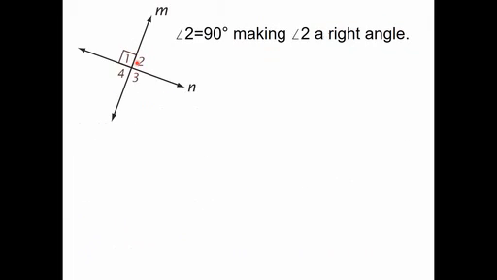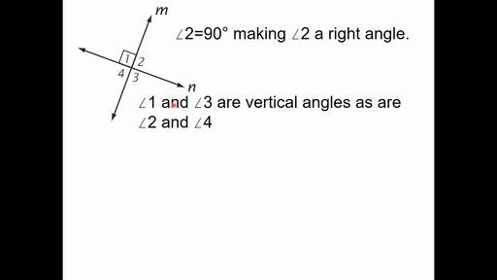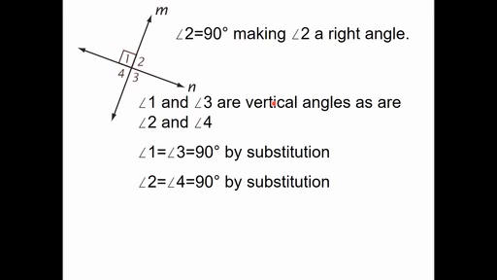Now we're ready to use those vertical angles. So we just said 2 is 90 degrees and 2 is a right angle. 1 and 3 are vertical angles. 2 and 4 are vertical angles. That means 1 and 3 have to be equal by substitution. You know what, a better reason there would be vertical angles are equal. I should fix that here. Vertical angles are equal. And so we can also say 2 and 4 are 90 degrees because vertical angles are equal.